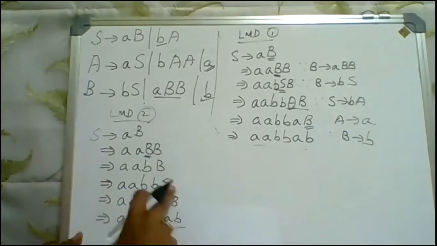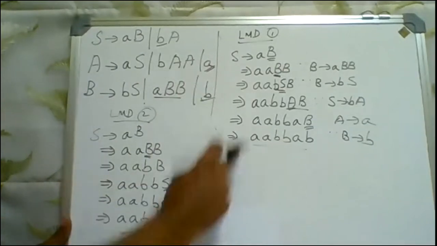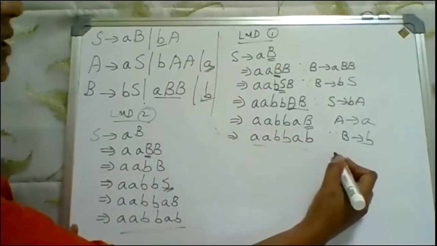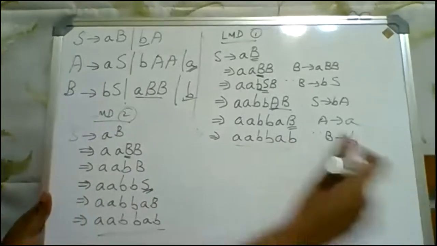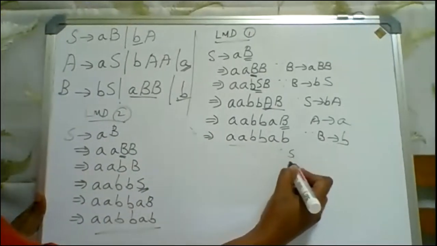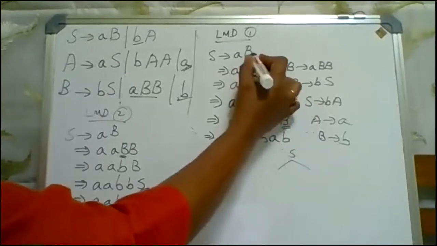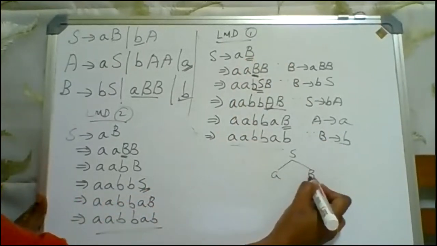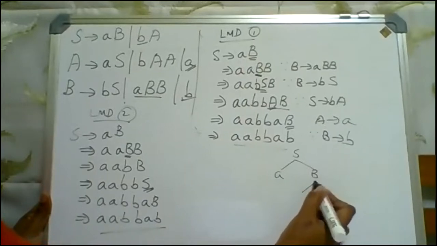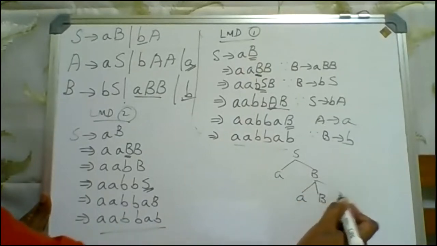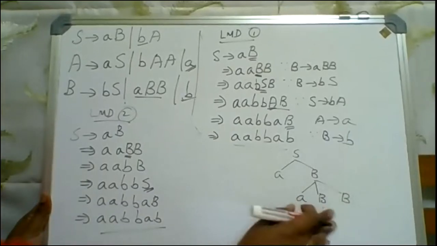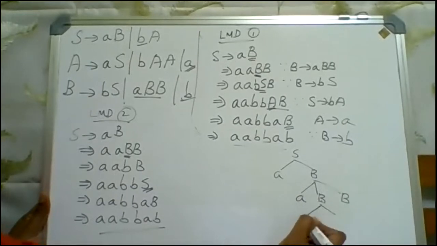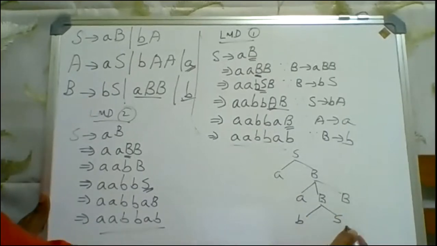Now let us draw the parse tree of both LMDs. LMD1 is nothing but we start with S. S is deriving AB. B is replaced with ABB. Again, this B is replaced with BS. Again, S is replaced with BA.